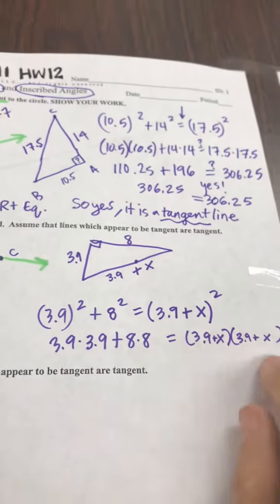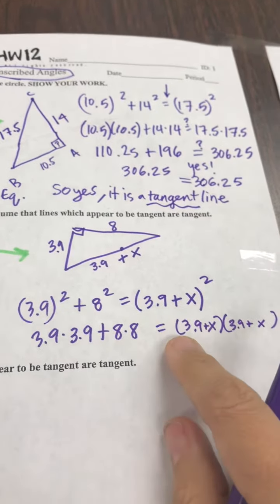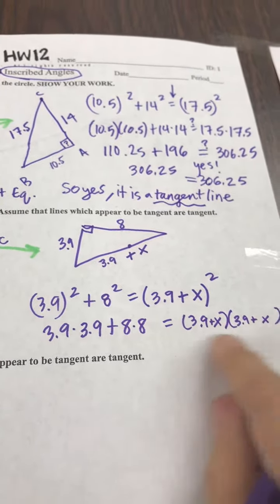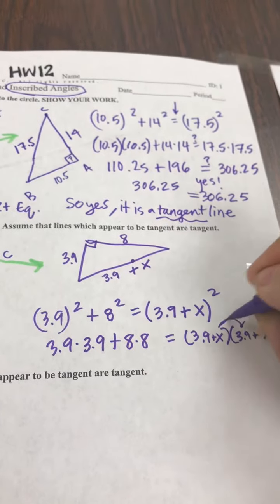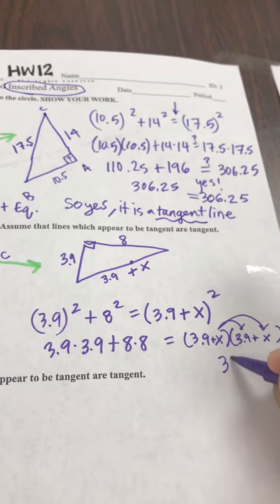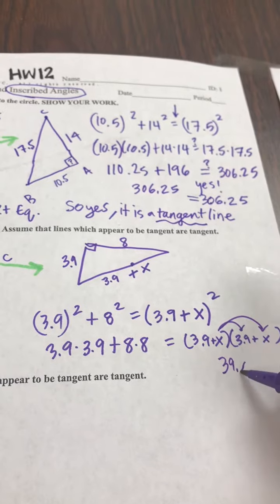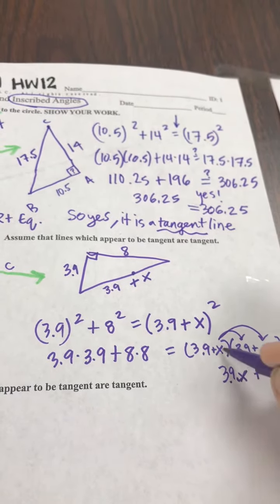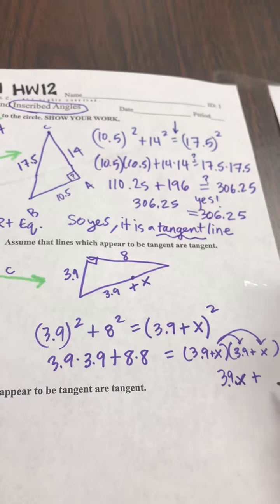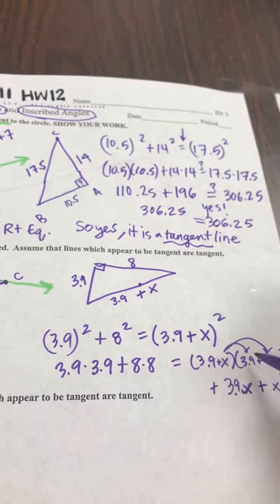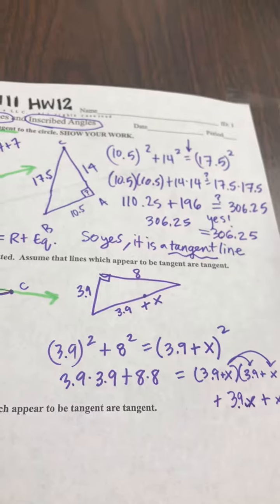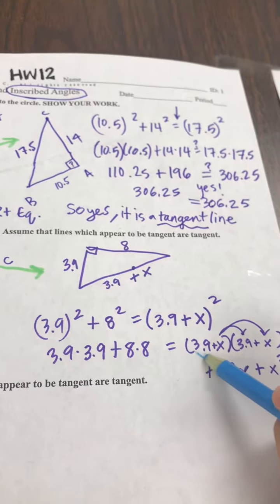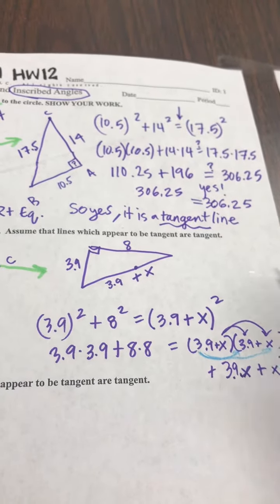So you're probably getting flashbacks. That looks like what some teachers call FOIL. I have to distribute the x to both terms. 3.9x plus x times x is x squared. And I also have to distribute this to both terms.